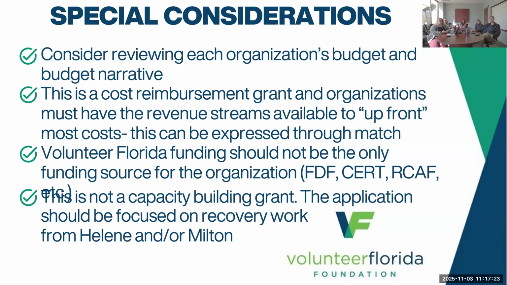This is a cost reimbursement grant, and organizations must have revenue streams available to upfront most of these costs, and this can be expressed through match. You will see that in the budget. They will indicate somehow, either in the budget or the budget narrative, how they expect to meet their match. And there should be some indication that it's going to come from either their own internal organization funding or that they're receiving separate funding that they're eligible to use as match.